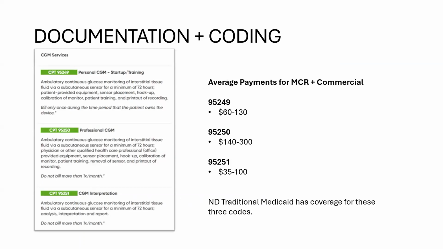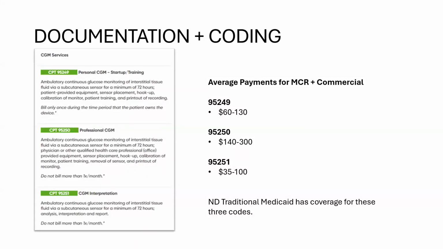Documentation and coding. There are 3 primary codes that end up getting looked at when we are talking about CGM. So 95251 at the bottom, the CGM interpretation. That's largely what we're talking about in this presentation. That's where we're looking at interpreting the data of at least 72 hours, no more than 1 time a month.